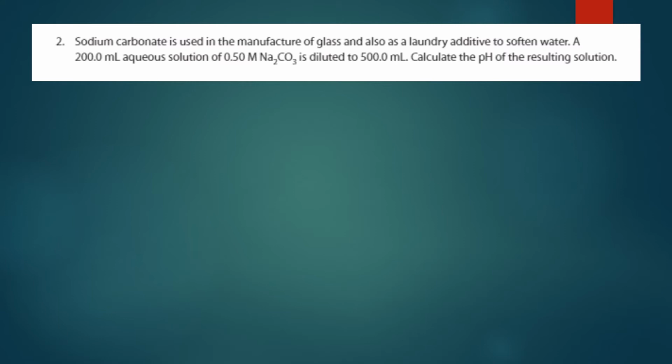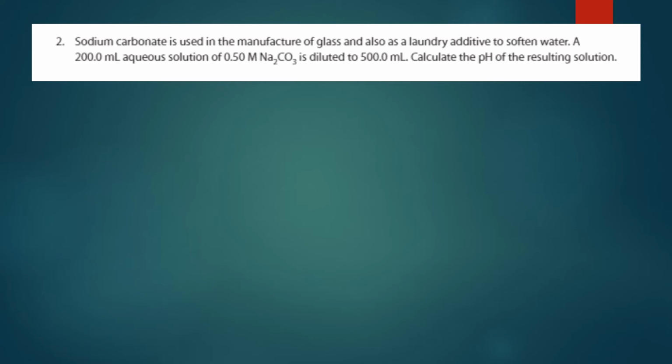Here's another type of question. This time we're asked to do some calculations. It says sodium carbonate is often used in the manufacture of glass, and it's a laundry additive to soften water. A 200 milliliter aqueous solution of 0.5 molar sodium carbonate is diluted to 500 milliliters. Calculate the pH of the resulting solution. So we've got a few things that we have to do in this question. First off, we have to decide whether we have an acidic solution or a basic solution.